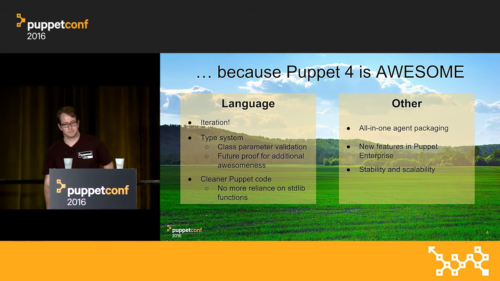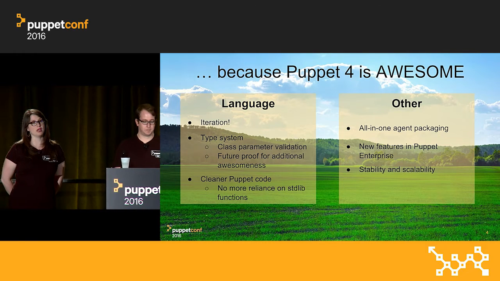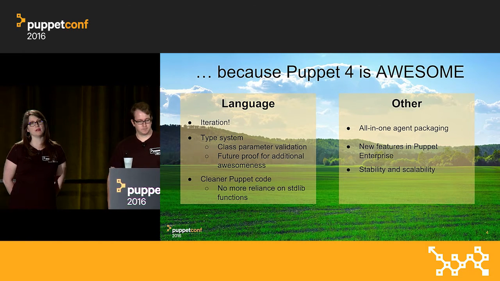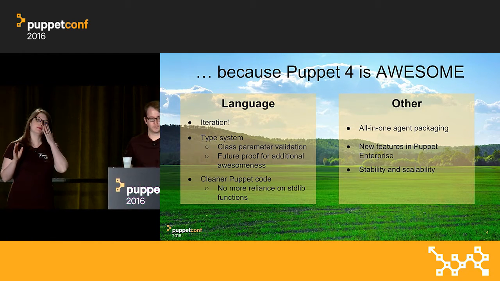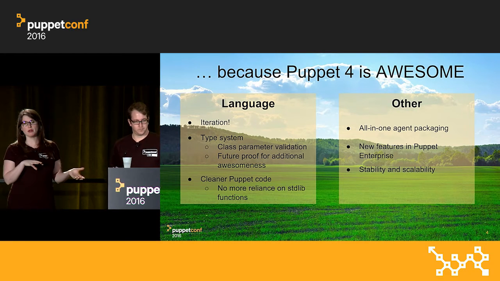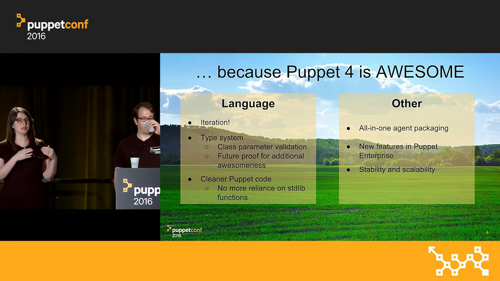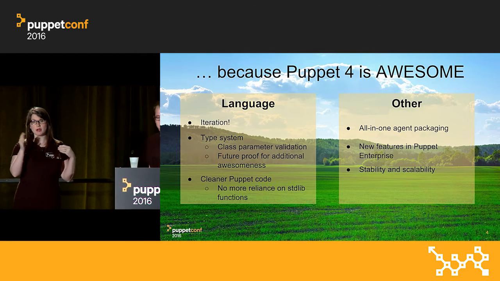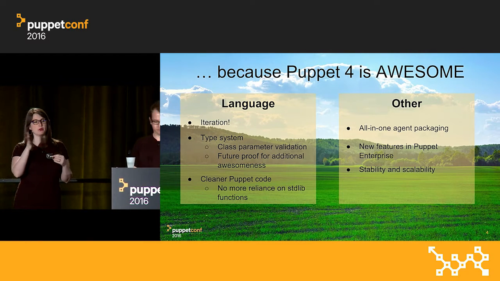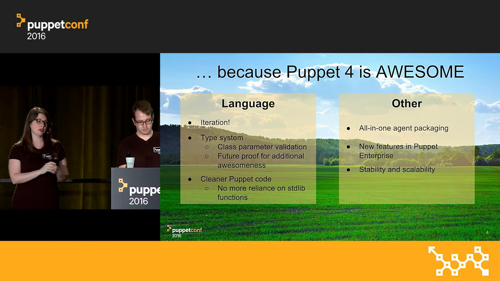A couple of other things to point out. We have the new all-in-one agent packaging. So a lot of our customers that are using Puppet Enterprise have some of their nodes running open source, some are running enterprise. Now that it's one agent, it's really easy, if you decide to go the enterprise route, to point those open source nodes over to your enterprise infrastructure.